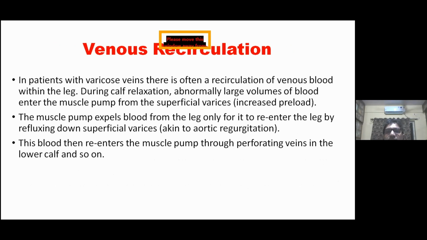What is venous recirculation? In patients with varicose veins, there is often a recirculation of venous blood within the leg. During cuff relaxation, abnormally large volumes of blood enter the muscle pump from the superficial varices. The muscle pump expels blood from the leg only for it to re-enter the leg by refluxing down superficial varices. This blood then re-enters the muscle pump through perforating veins in the lower cuff and so on.